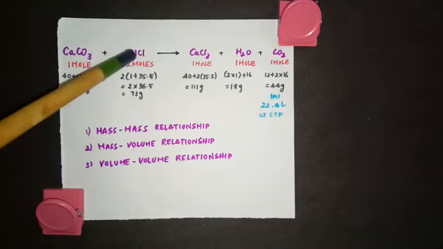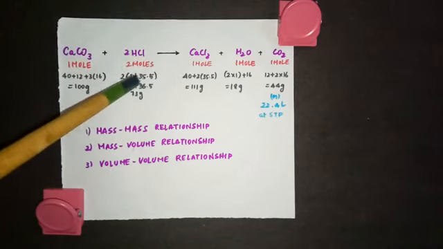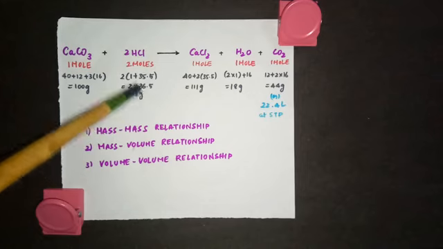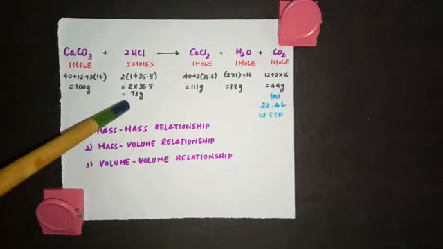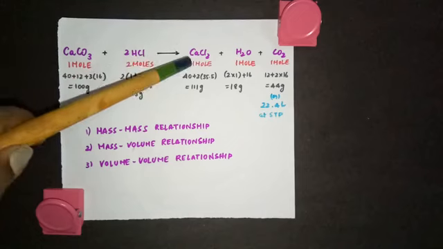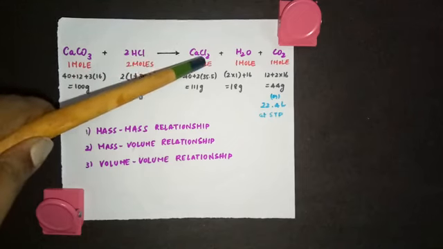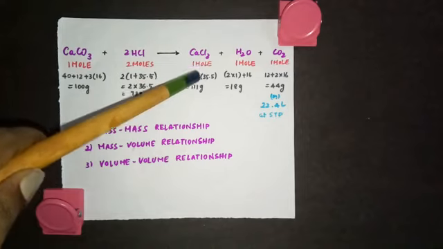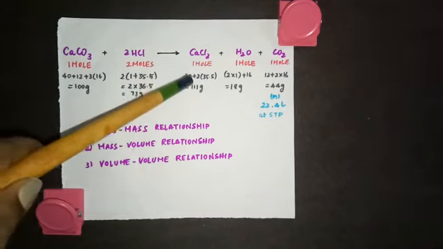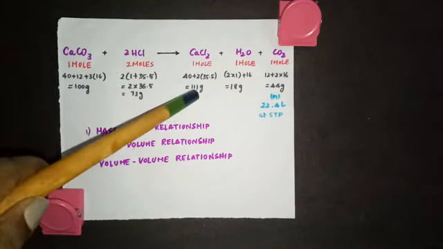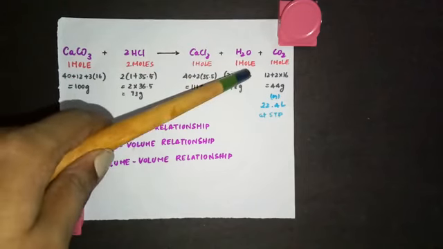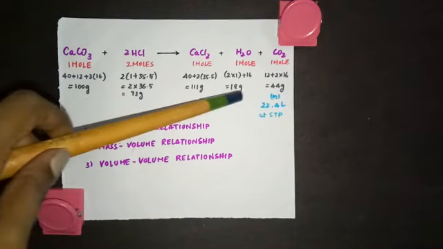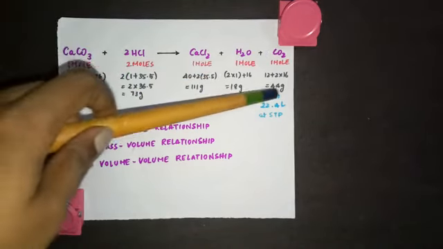And now take HCl. For hydrogen the atomic mass is 1, and for chlorine it is 35.5. So 1 plus 35.5 will be 36.5, and you have 2 moles, so 2 into 36.5, that will give you 73 gram. Now coming to the products, calcium again it's 40 atomic mass, and for chlorine it is 35.5, and there are 2 chlorines, so 2 into 35.5. So 40 plus 2 into 35.5 will give you 111 gram. And for water, you know the molecular mass is 18. So 18 gram of water, and for carbon dioxide it is 44 gram.